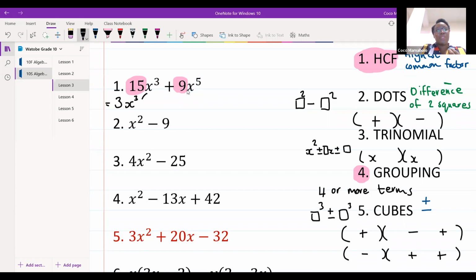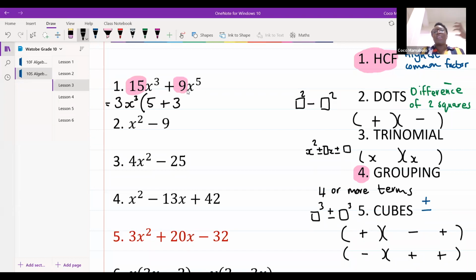But now I've taken it out, and then I'm going to divide. 15 divided by 3 will give me 5. Good. And then x cubed divided by x cubed? It's just 1, because the x cubed cancel each other out. So I don't have to write it anymore because that's just 5 times 1. Okay, plus 9 divided by 3. It's 3, ma'am.